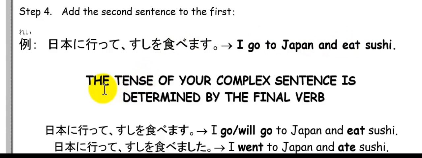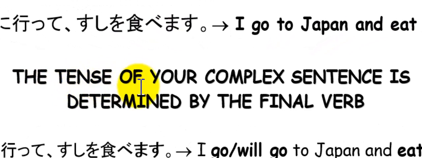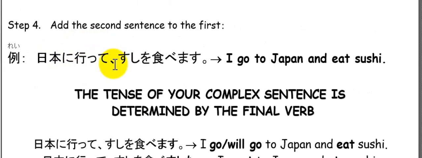Now this next bit here is absolutely vital. The tense of your complex sentence, that's the whole sentence, is determined by the final verb. Once you put a verb into the te form, it loses any tense. So your tense is going to be indicated by the final verb at the end. Now in this case, tabemasu means I eat or I will eat, so the whole sentence becomes either I go to Japan and eat sushi, or I will go to Japan and eat sushi.